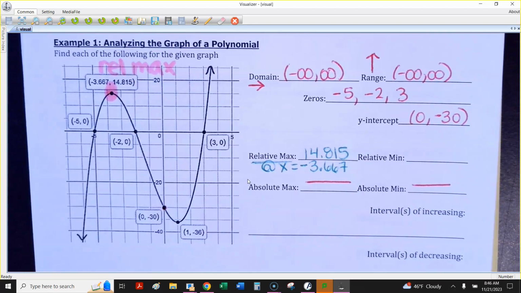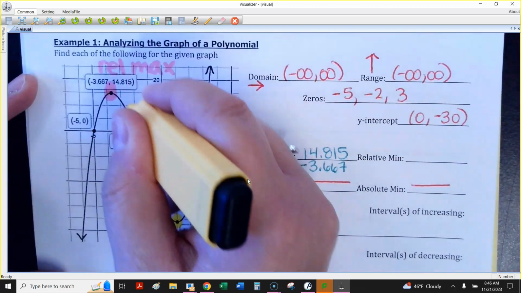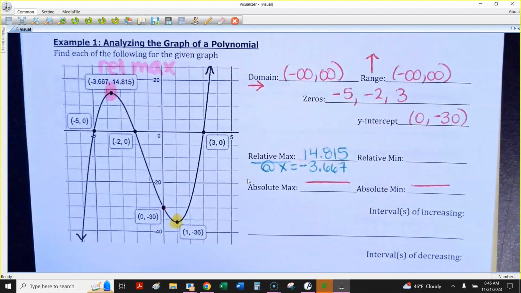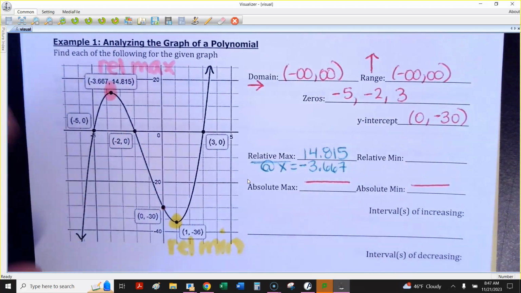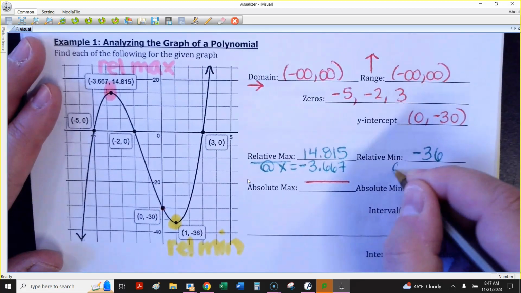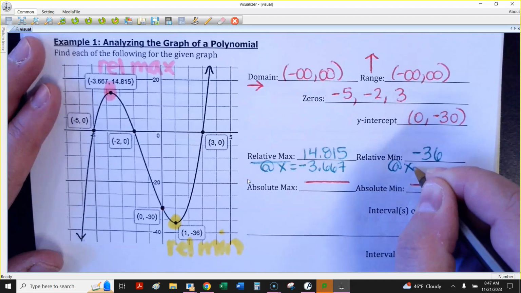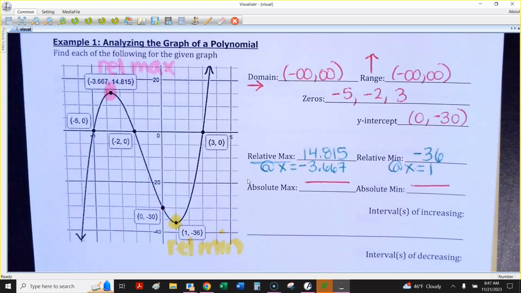Okay, so the relative minimum occurs at a turning point. So this is like I'm decreasing, then I'm increasing. So there's your relative min, and it's just going to be the negative. This one's actually a nice point, negative 36. And that happens at the x value of 1. So negative 36 is the relative minimum. That happens at the x value of 1.